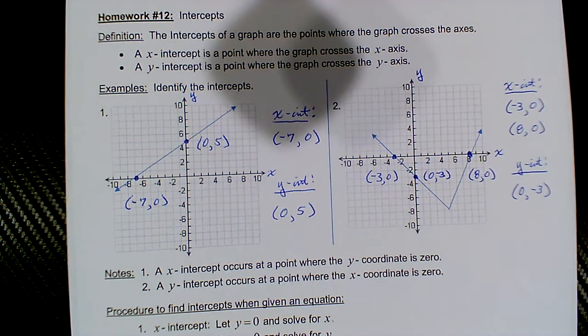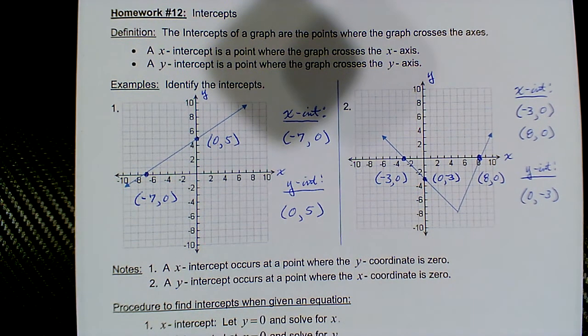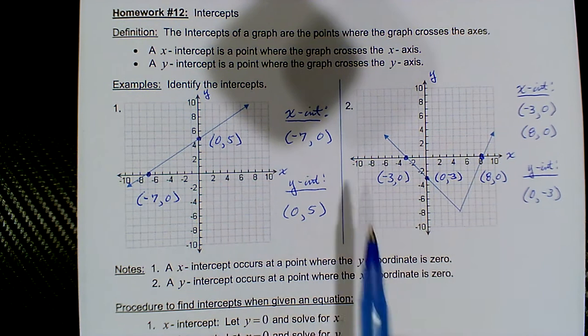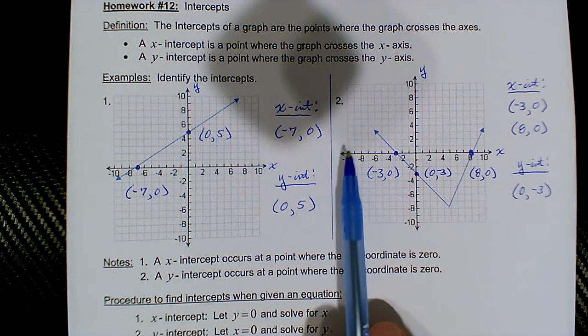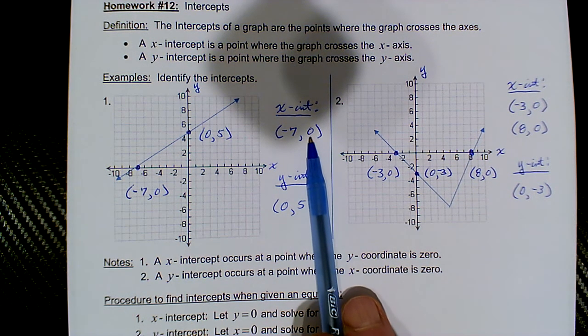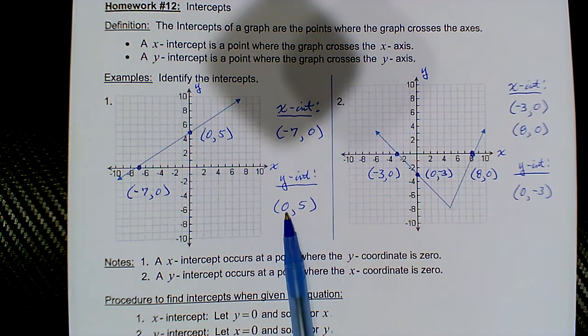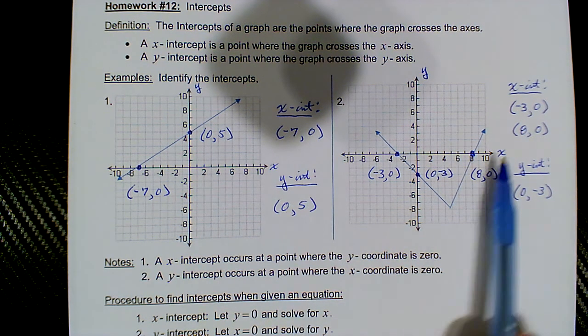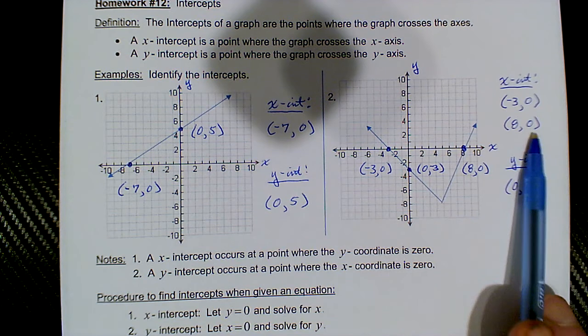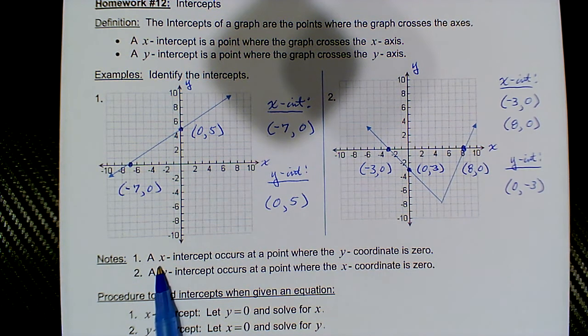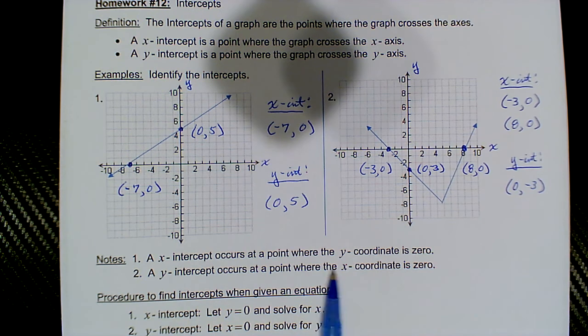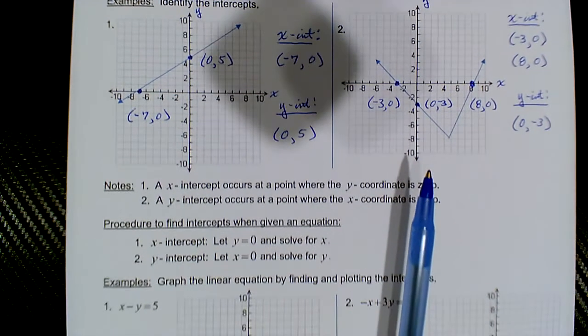Notice that, and I mentioned this before as we were discussing other topics, for the x-intercept, y is 0, and for the y-intercept, x is 0. Notice in all these situations that's true. So we made a little note of that here: the x-intercept occurs at a point where the y-coordinate is 0, and vice versa, the y-intercept occurs at a point where the x-coordinate is 0. So it's kind of like the opposites.